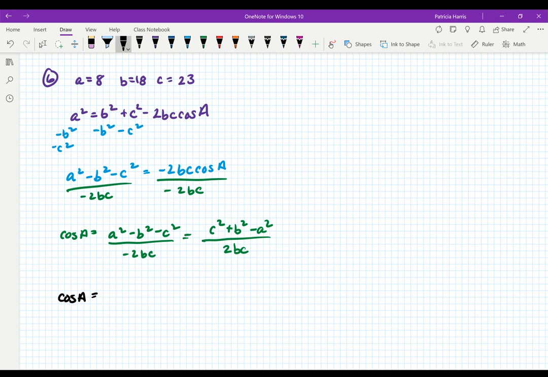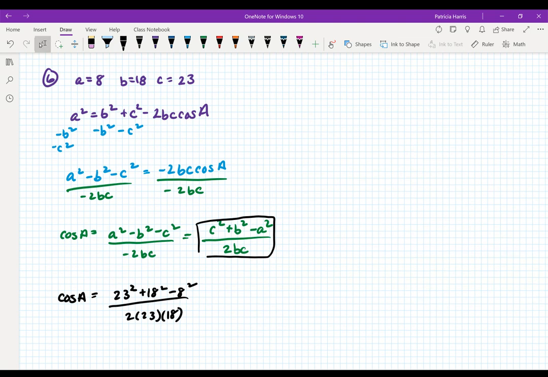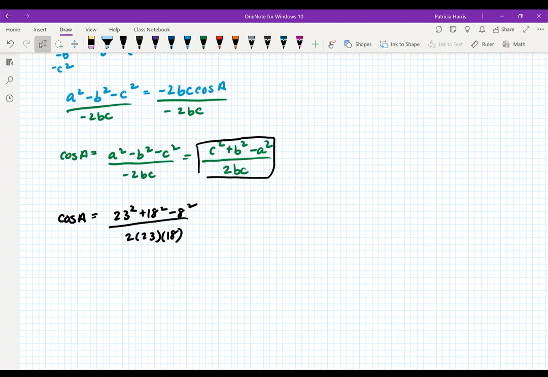Okay, so now I'm going to go ahead and plug everything in. I'm going to use the form on the right. So 23 squared plus 18 squared minus 8 squared, over 2 times 23 times 18. Now I'm going to do some simplification. I will have to use cosine inverse.